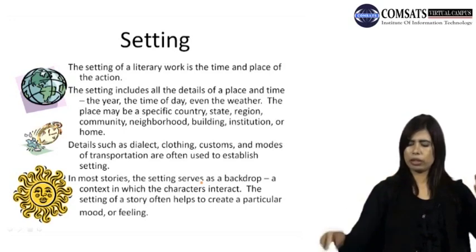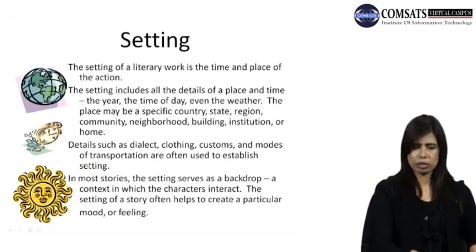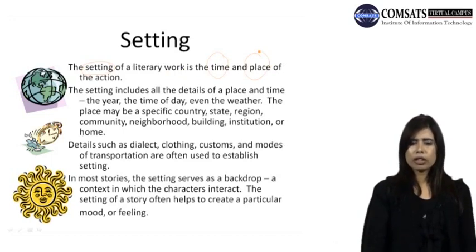So basically, whenever we talk about setting, what do we mean by these settings? It is the time and place. Okay, so setting means time and place of the action. The setting includes all the details of the place and time, the year, the time of day, even the weather.